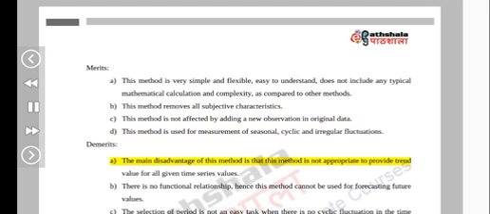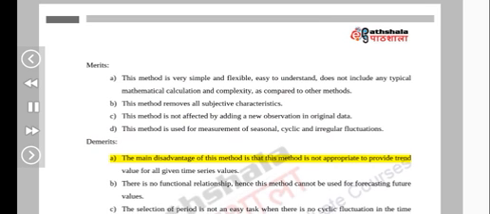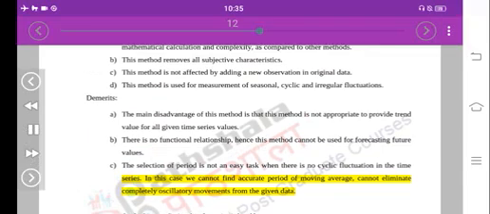Demerits. A. The main disadvantage of this method is that it is not appropriate to provide trend values for all given time series values. B. There is no functional relationship, hence this method cannot be used for forecasting future values. C. The selection of period is not an easy task when there is no cyclic fluctuation in the time series. In this case we cannot find the accurate period of the moving average, and cannot eliminate oscillatory movements completely from the given data.